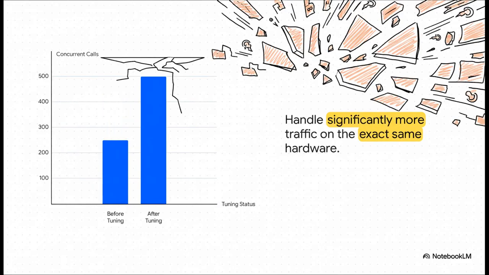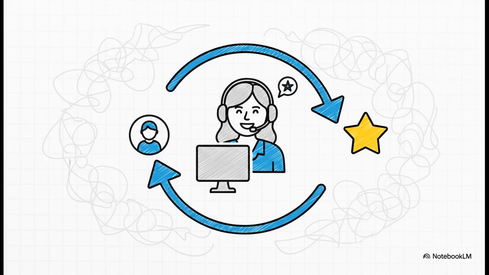And it's not just about making things more stable. It's about scale. This chart shows how many calls the system can handle at the same time. Before tuning, you hit a pretty clear ceiling. After tuning, that ceiling is completely shattered. You can handle way more traffic on the exact same hardware. That's huge. But beyond all the charts and numbers, what does this really mean? It means a better day for your agents. When the system just works, they can actually focus on the customer instead of fighting with their computer. It creates this seamless, positive experience for everyone involved.